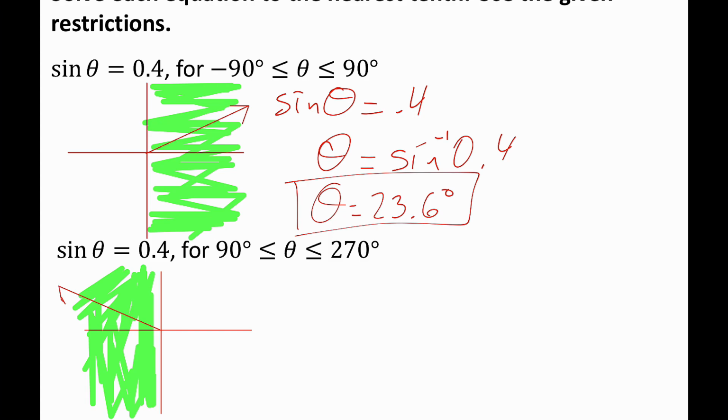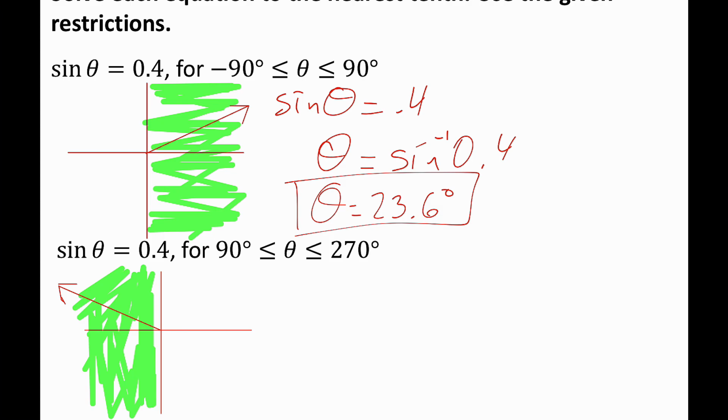Now, if you were to go through that whole process again and use the calculator to do the inverse sine of 0.4, you're going to get 23.6 again. Your calculator is going to tell you the same answer. It's not going to give you a different answer, because that'd be weird. It'd be broken. So how do we do this?